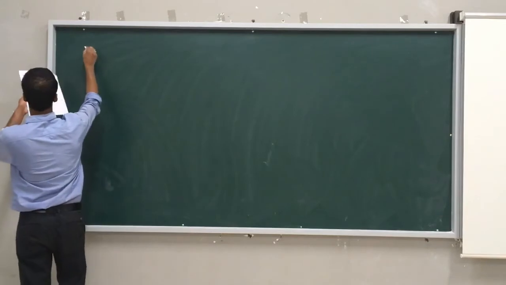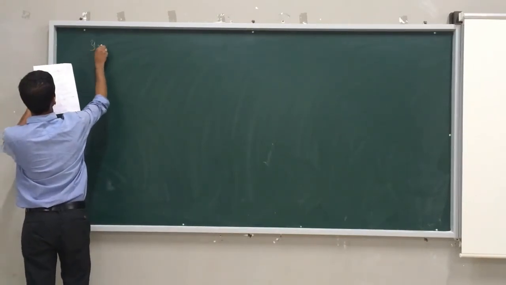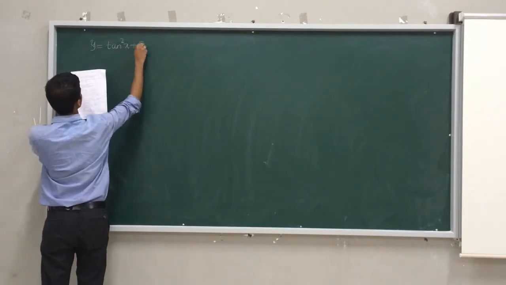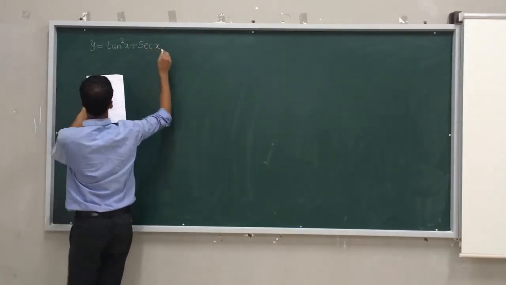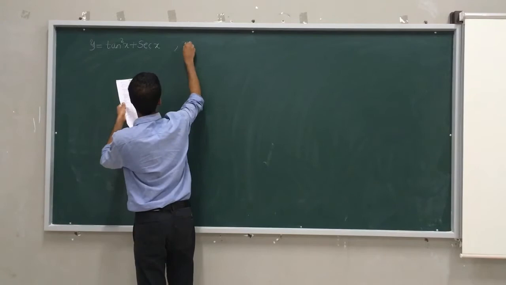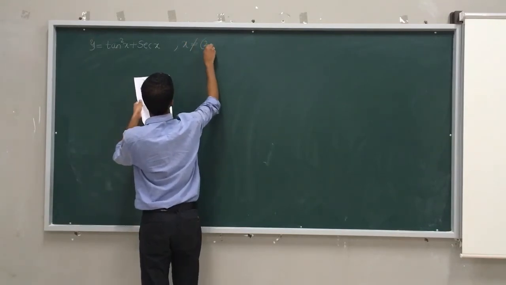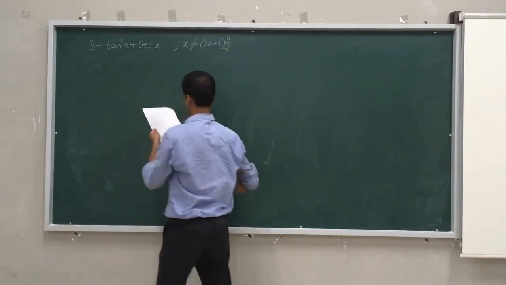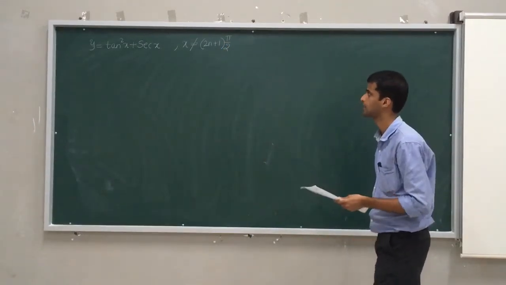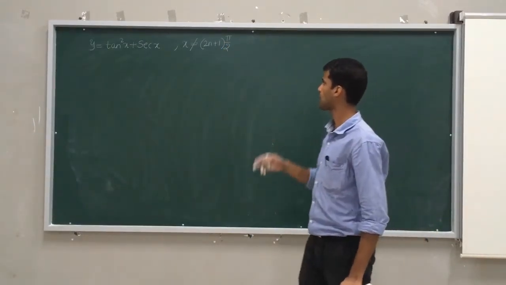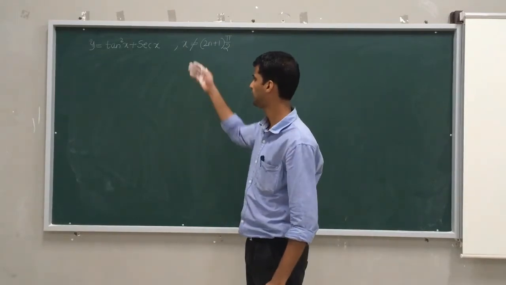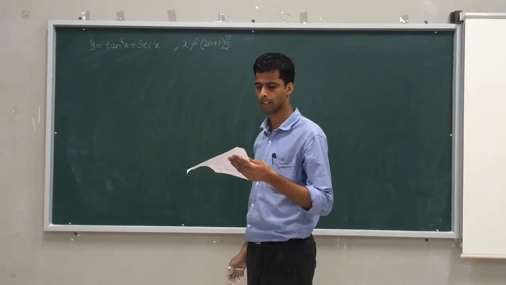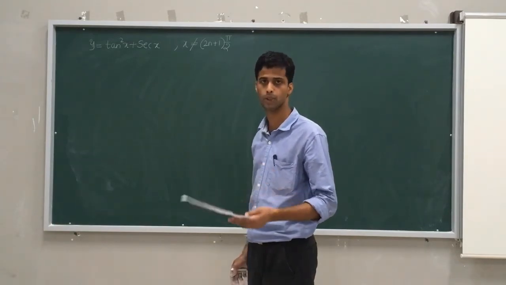Let's move on to question number 35. What is given is: if y equals tan square x plus sec x, where x is not an odd multiple of 90, that is, x is not an odd multiple of pi by 2, then for this value y, which option is correct: y belongs to minus infinity to 1, minus infinity to minus 1, minus 1 to infinity, or 1 to infinity. That is the question.